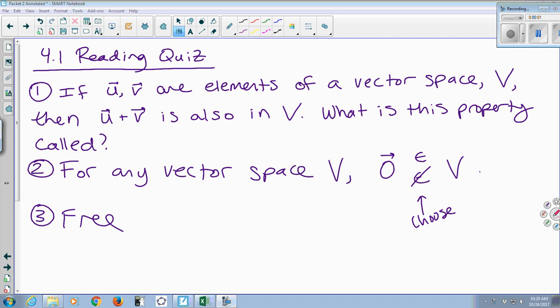And v are elements of a vector space V, so we have vectors in the vector space, then u plus v is also in V. That's a property of vector spaces. And what's that property called? Closure? Closure, or closed under addition?